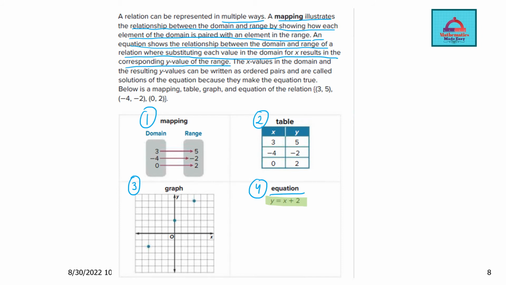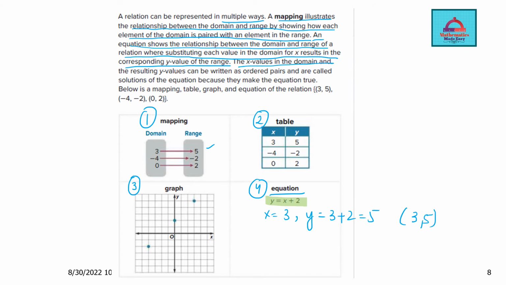Now if you substitute x equal to 3, let's see what y comes. 3 plus 2 equal to 5. So what is the coordinate? 3 comma 5. So therefore 3 comma 5 we have got. Now similarly you can substitute x equal to -4, you will get y equal to -2, x equal to 0, you will get y equal to 2. So this is the form of writing the equation.